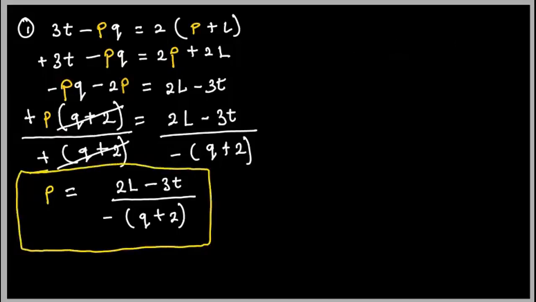But as we've been doing whenever we have fractions, you can have different forms of answers. Someone can have this as an answer, P equals to 2L minus 3T over minus open bracket Q plus 2 in bracket. And someone else can have this as an answer to be like this. So, let me explain this answer here. I have P.